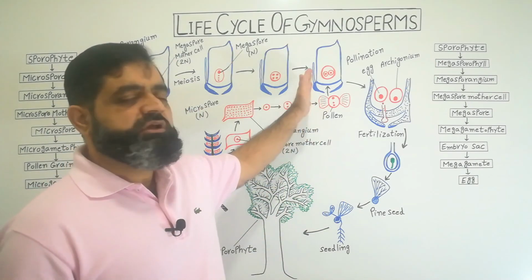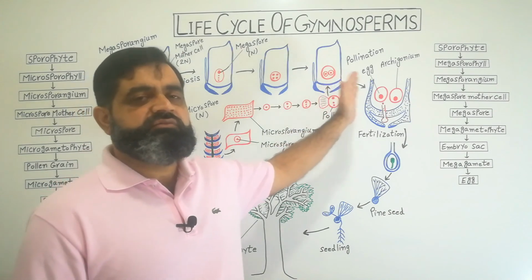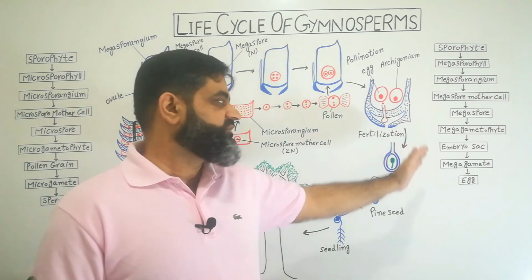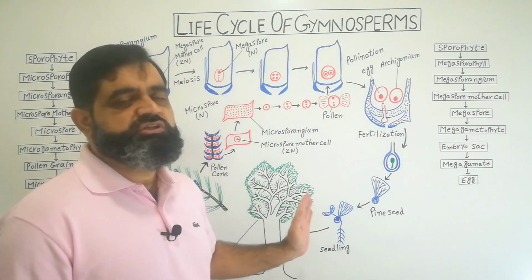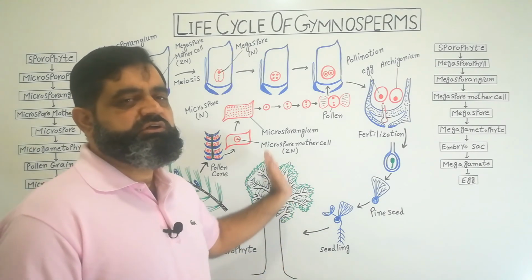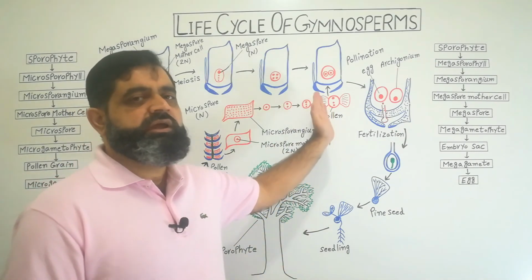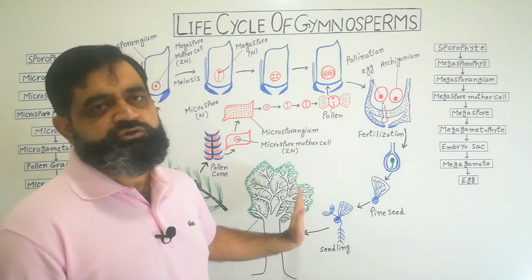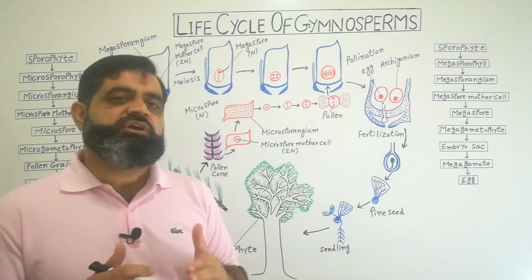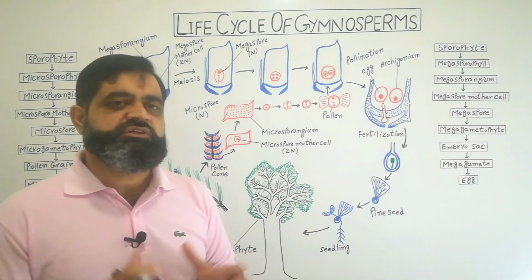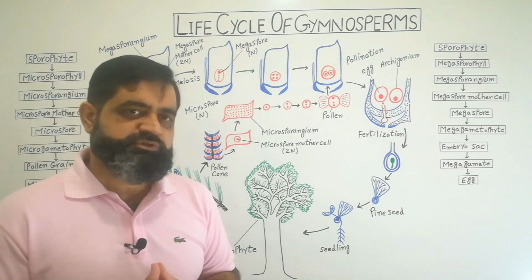These male and female gametophytes fuse with each other and form seeds which give rise to the sporophyte generation. So in this way, the sporophytic generation gives rise to the gametophytic generation, and the gametophytic generation gives rise to the sporophytic generation. In this way, the process of alternation of generation takes place in gymnosperms.